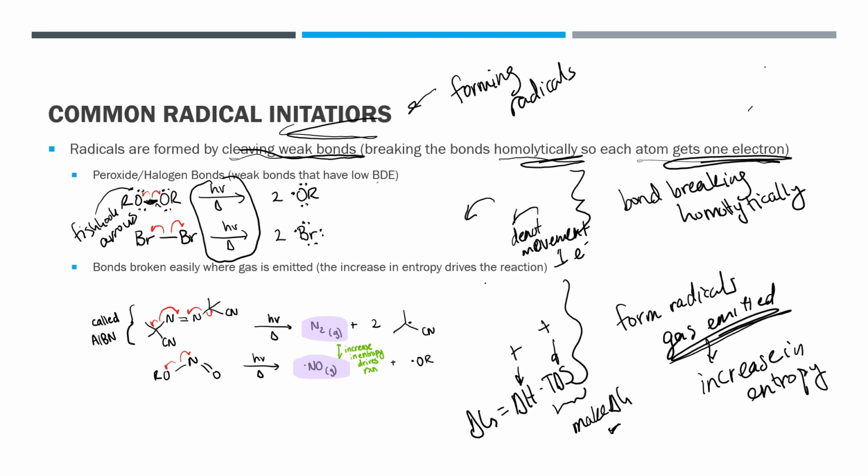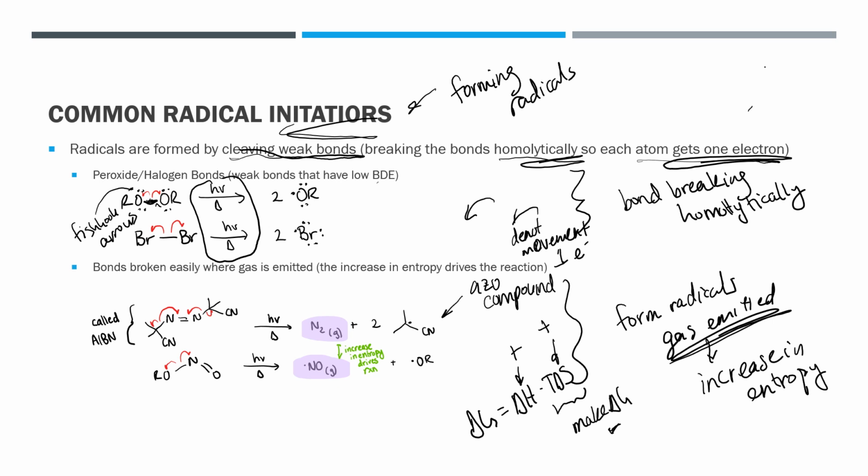Okay. So now let's look at the second category, where we have gas emitted. These bonds are broken easily where gas is emitted because, as I said before, the increase in entropy will drive the reaction. So let's look at two common radical initiators. We have this one, which is called an azo compound. This general term for a compound with this nitrogen-nitrogen double bond is called an azo compound.